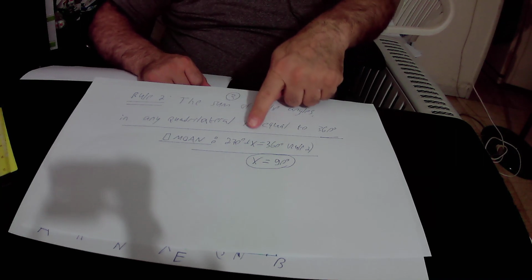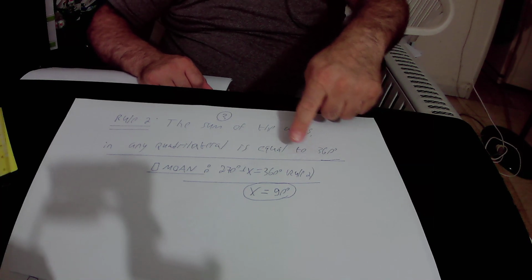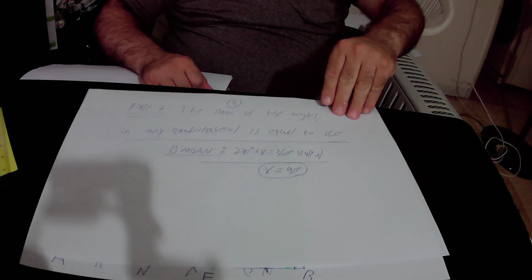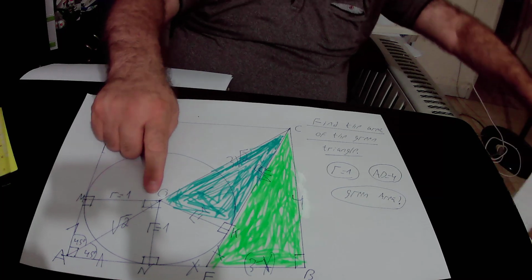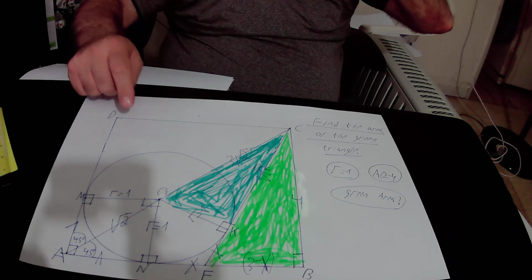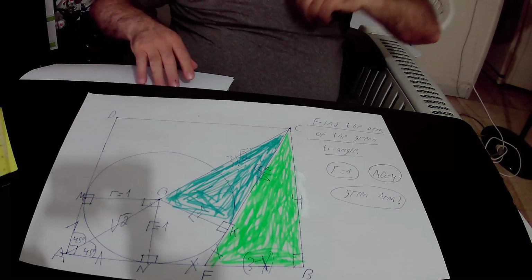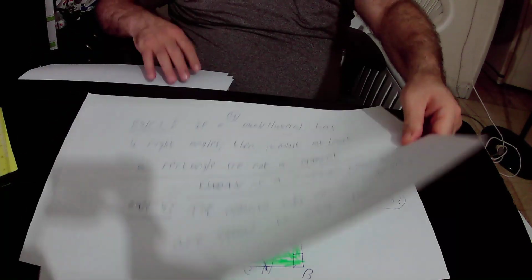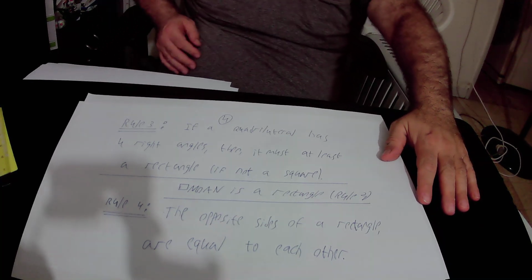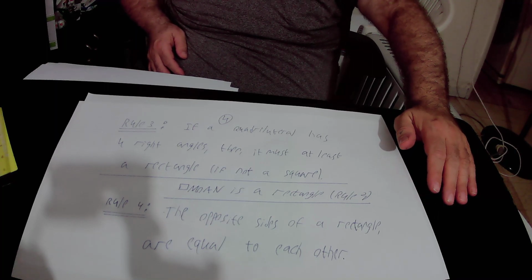That is to say, 270 degrees plus angle X must be equal to 360 degrees according to rule number 2. We subtracted 270 degrees from this equality and we got that angle X equals 90 degrees. So we found out that this angle is a right angle. Therefore, actually, all the angles inside quadrilateral MOAN are right angles. And then I presented to you rule number 3. According to rule number 3, if a quadrilateral has 4 right angles, then it must be at least a rectangle, if not a square.